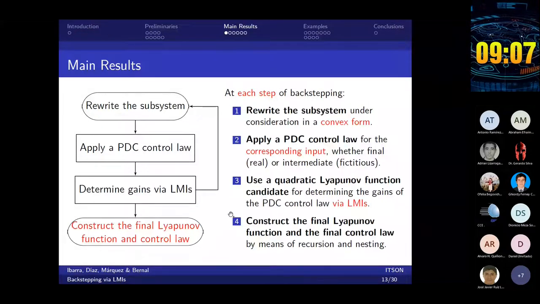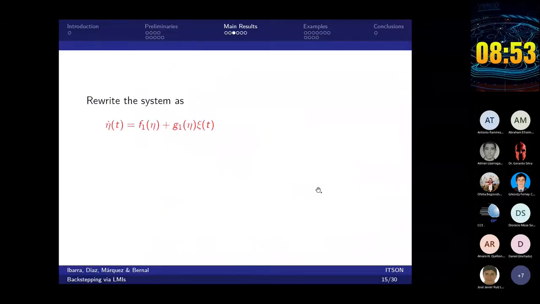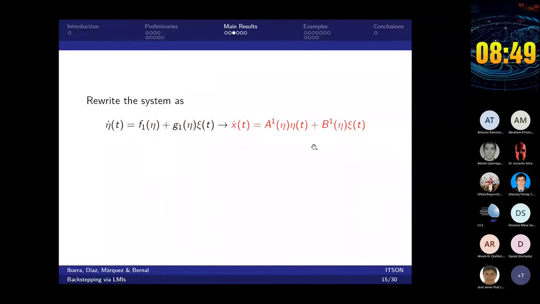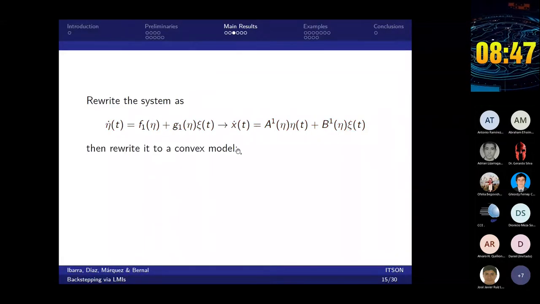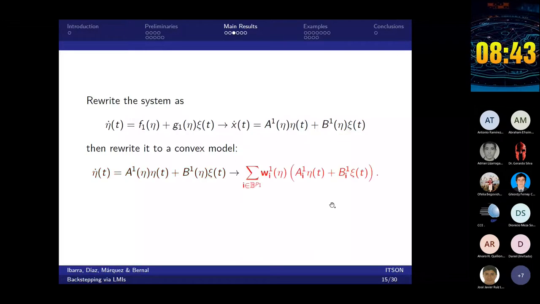Now, we can again consider this system in cascade connection, but now η and ζ are multivariable vectors. This is important. We can rewrite this system, as we saw in the preliminaries, as this one. And once we have this, we can rewrite it as a convex model, like the one shown below here.